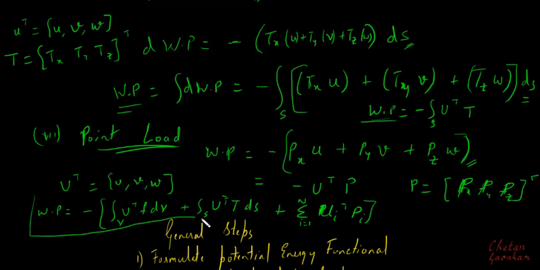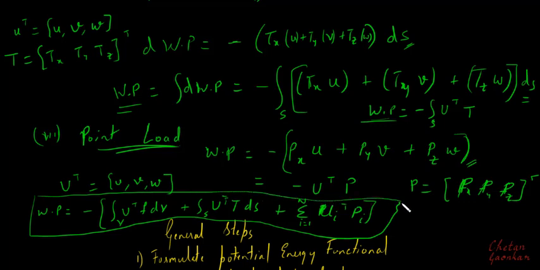So this is the work potential which can happen on any engineering body. And then we know that the statement from where we will be starting in case of Rayleigh Ritz method is that the potential functional is strain energy plus work potential.